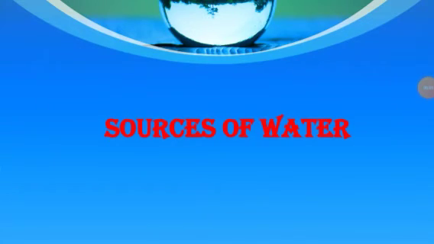Sources of water. Children, water falls from the sky as rain and fills up oceans, seas, lakes and ponds. It is also found deep under the ground. These are all called natural sources of water. And dams, wells, tube wells, hand pumps and canals are man-made sources of water.